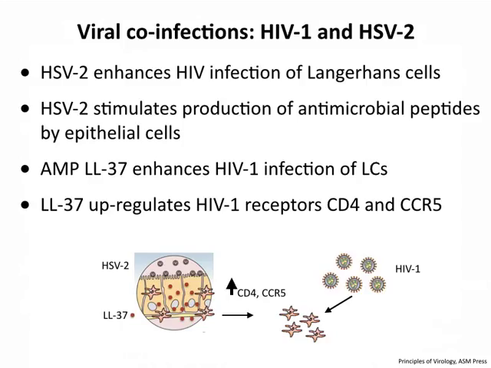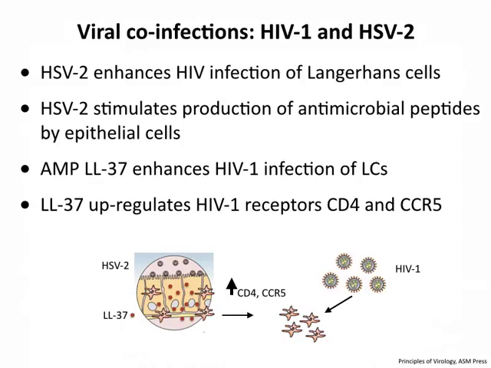And what it does, it stimulates the production of an antimicrobial peptide in the mucosa called LL37. And that's shown in the bottom here. Here is the mucosa infected with HSV2, and the mucosal cells are producing this antimicrobial peptide, LL37. So it's part of the normal defenses to produce this antimicrobial peptide.